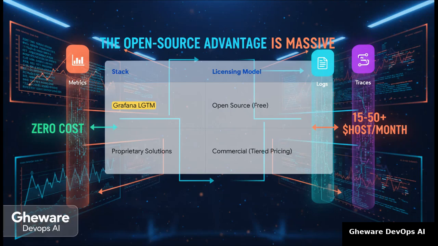And this is the real kicker. The licensing cost for this entire production-grade observability stack is zero. A big, fat zero. Now compare that to proprietary solutions that can cost you anywhere from $15 to over $50 per host every single month. The open source advantage here is just absolutely massive.